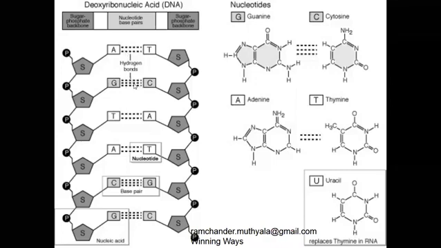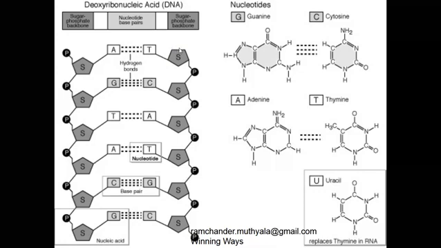The hydrogen bonds are of two types: double hydrogen bonds and triple hydrogen bonds. Adenine always binds with thymine with two hydrogen bonds. And guanine always binds with cytosine with three hydrogen bonds. This is in DNA formation. If you take RNA, the thymine is replaced with uracil.